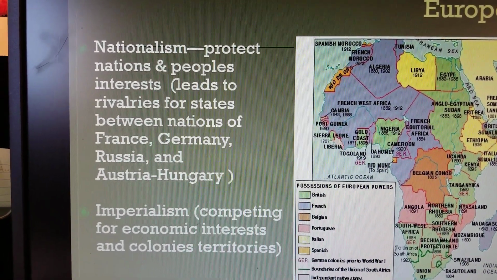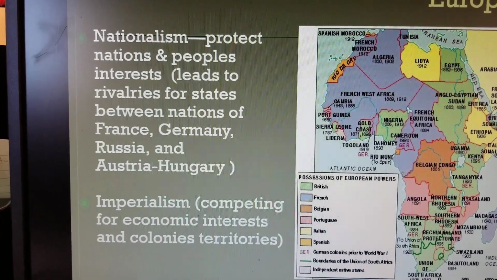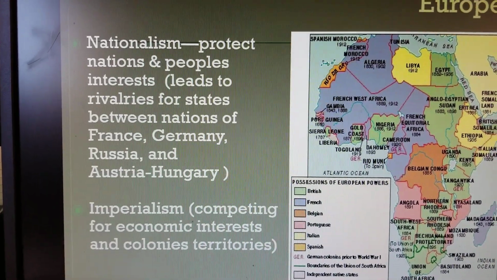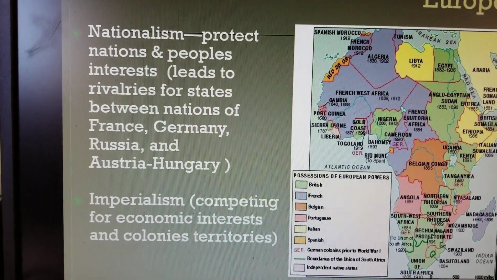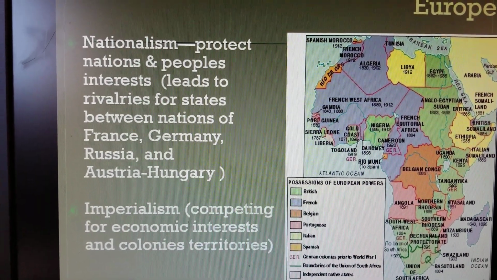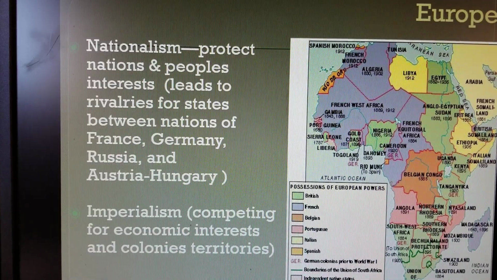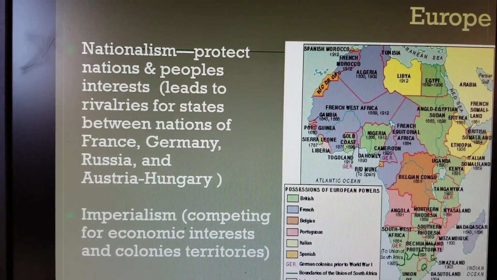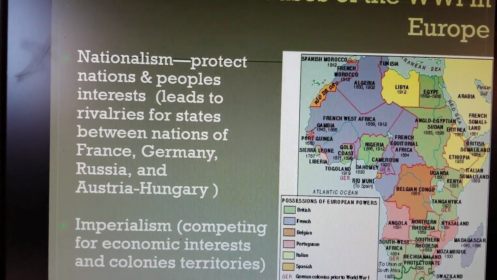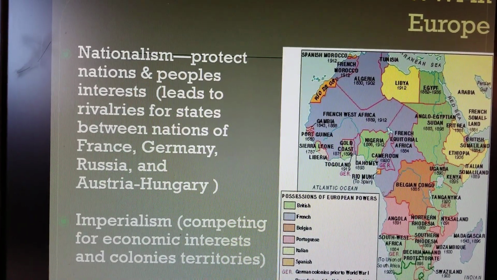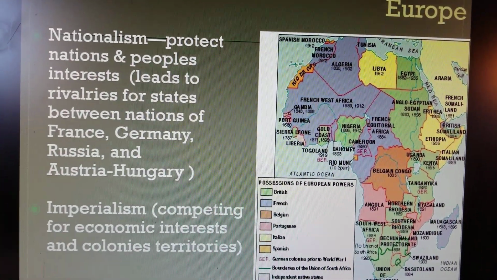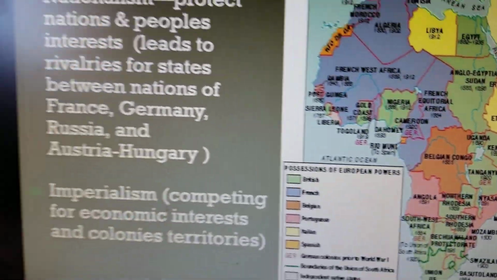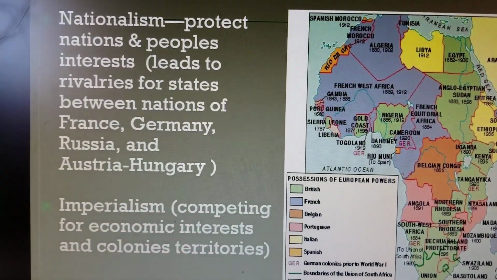Each country wanted to protect its own nation, their own interest, and that led to rivalries between states, and I don't mean states like Texas and Oklahoma. When we talk about states in wars, we're actually talking about each individual country. And so the rivalries developed between France and Germany, Russia and Austria-Hungary.